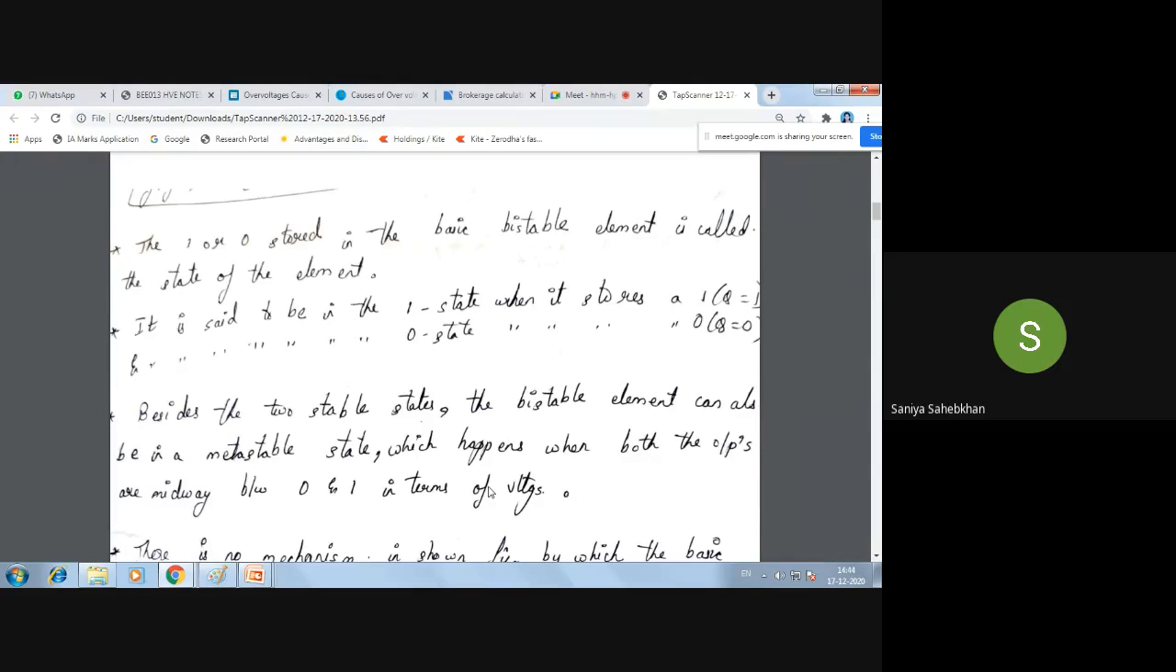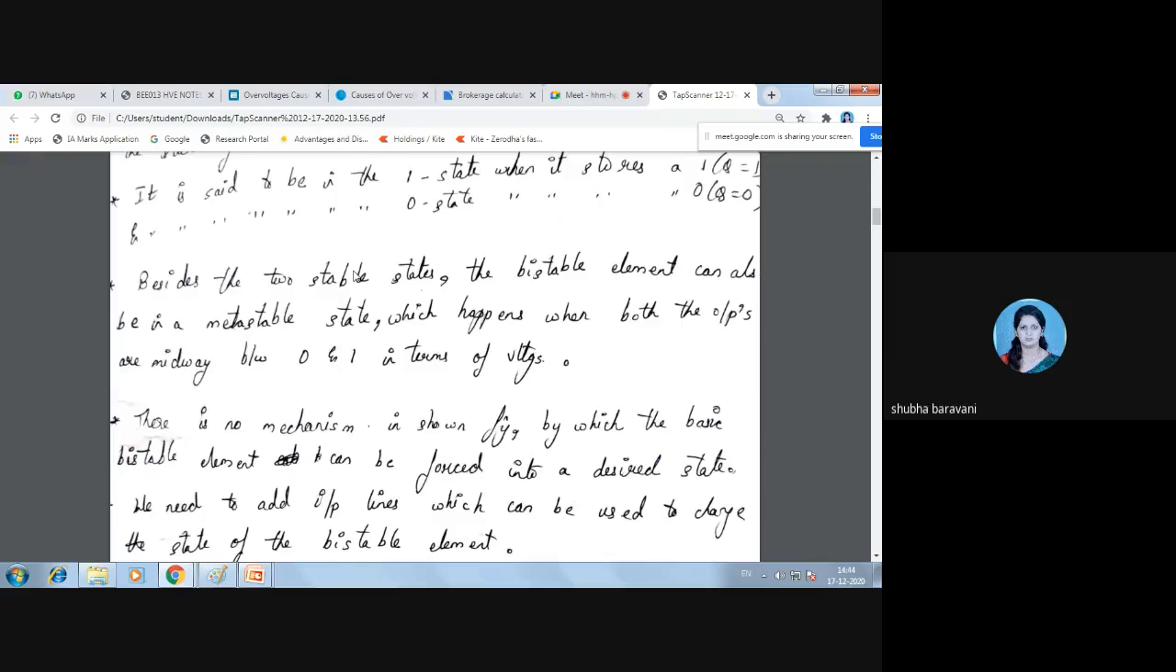So, that state between 0 and 1 is called a metastable state. The state between 0 and 1 is called a metastable state, right? So when the circuit, or this bistable element, goes into a metastable state, there is no mechanism.